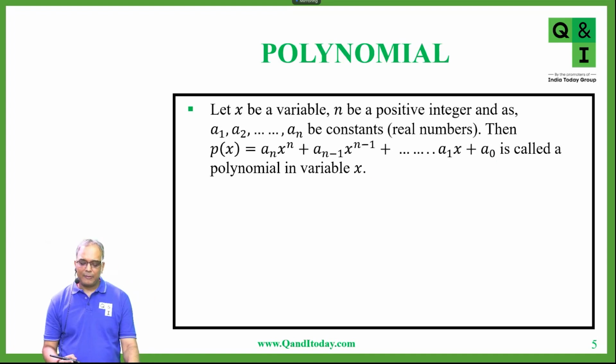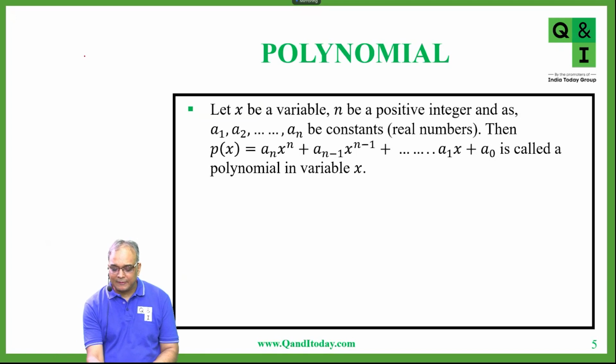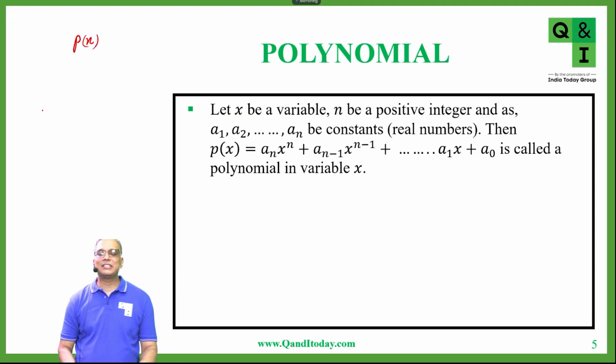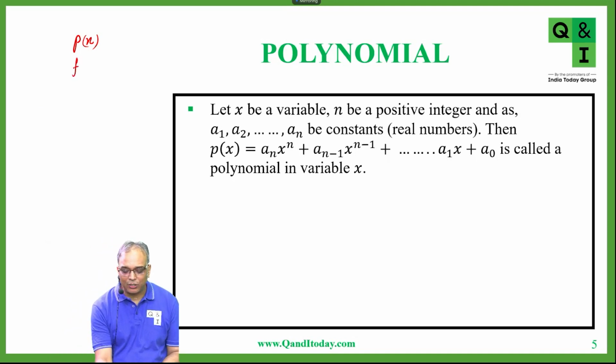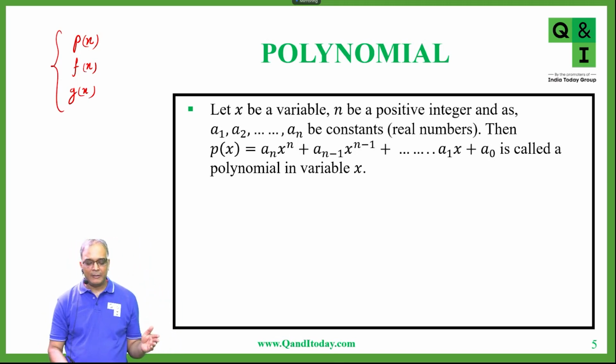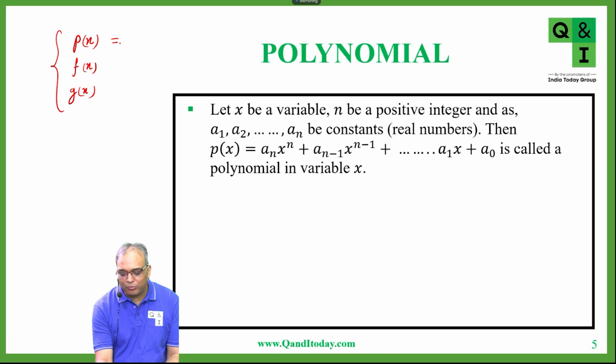Now, let us take one example. Polynomials are generally represented by small letters. So I am representing it by p(x). You can also represent it by f(x). You can represent it by g(x). So these are the names by which you can represent a polynomial. Now, let's say the polynomial p(x) is given as 4x square plus 2x plus 3.